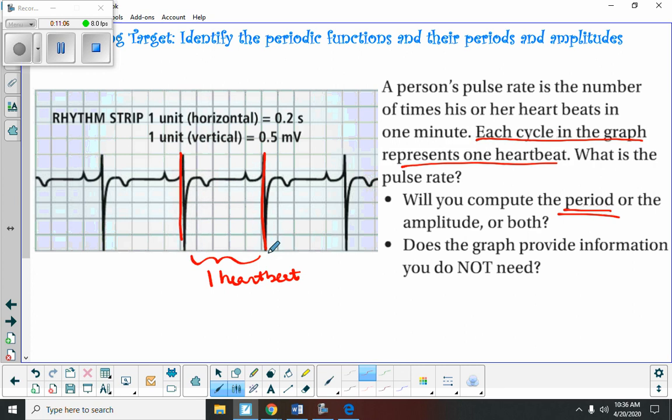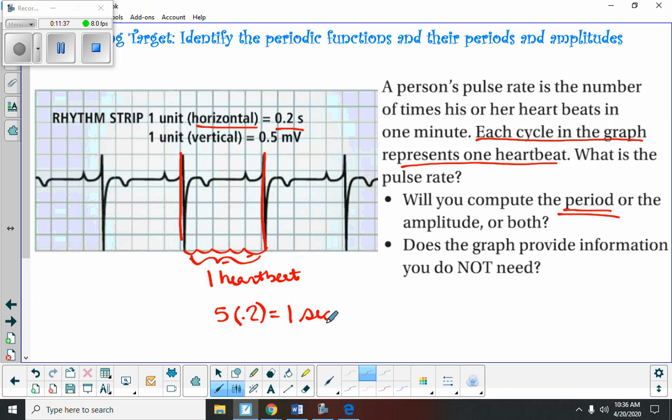So it says how many heartbeats in a minute? Well, let's figure this out. So one heartbeat is this length of time here, and it says that one horizontal unit represents 2/10 of a second. So we have 1, 2, 3, 4, 5. So 5 units represents 2/10 of a second. So we have to multiply that. That would be 1 second. So in other words, you have one heartbeat in 1 second.